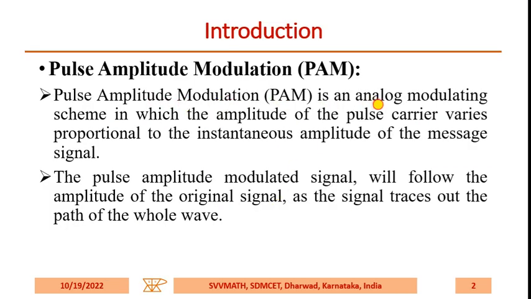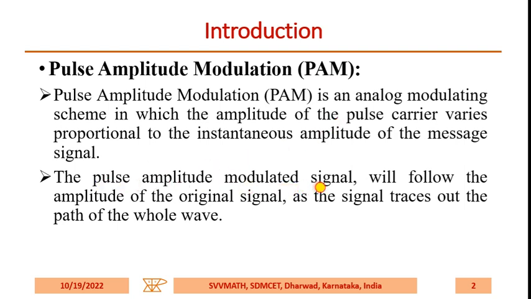Pulse amplitude modulation is an analog modulating scheme in which the amplitude of the pulse carries a variance proportional to the instantaneous amplitude of the message signal. So in general, you remember, all of you, modulation means change. Amplitude modulation means I am changing the amplitude. Frequency modulation means I am changing the frequency. PAM means I am changing the pulse amplitude. In brief, you can remember this for any modulation technique.